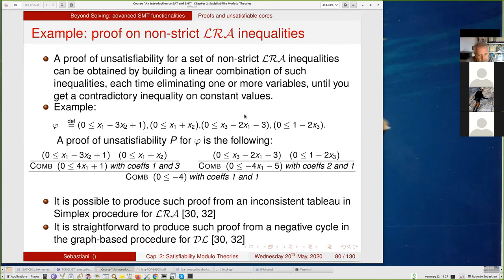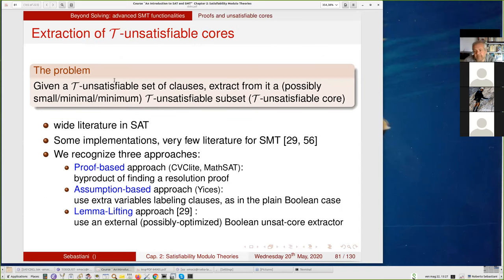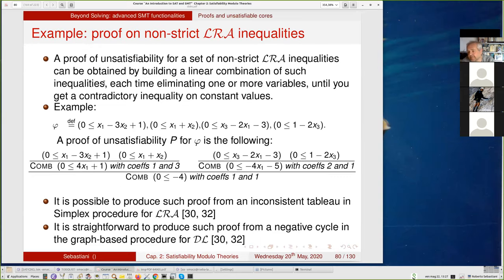Okay. So, for instance, in theory of arrays, you could find some deduction from instantiation of the lemmas, which brings you to your theory lemma. Similar to what we have seen in the example of the theory of arrays. Strictly related. Guys, are there any questions? I think it's quite a straightforward extension of SAT proofs to SMT, right?